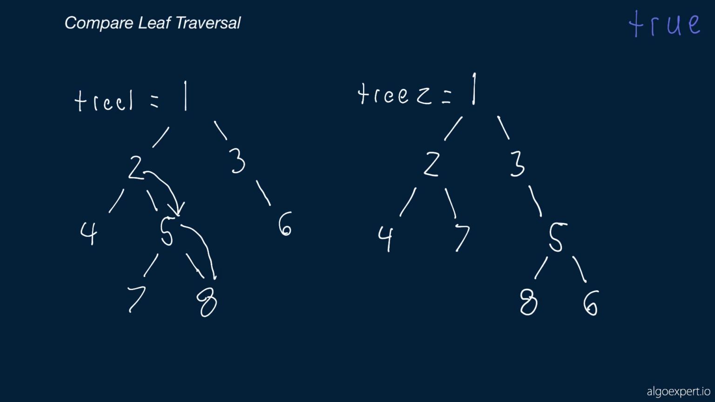So from 5, we can find the next leaf node by just going to its right child, which is 8. But from tree 2, we need to go all the way back up to 1, then to 3, then to 5, and then to 8.